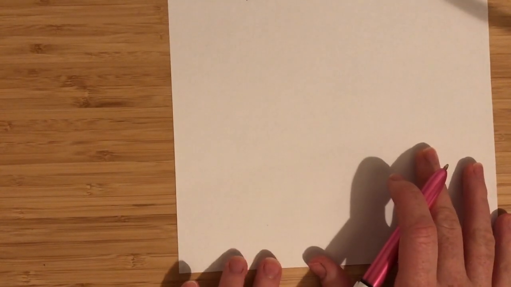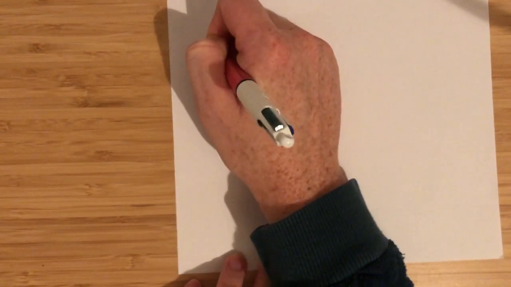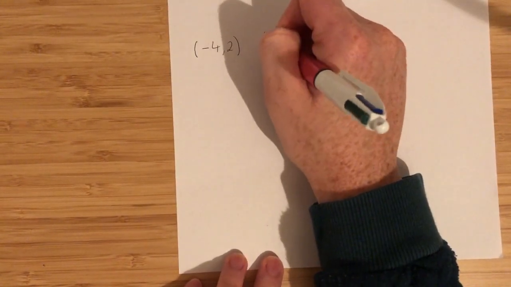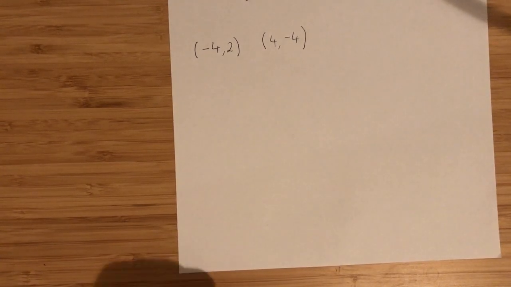Very similar, I'm going to do 2 points, so this time let's choose one with some negative numbers. We've got (negative 4, 2) and (4, negative 4). So we want to find the equation of the line that joins these 2 pairs of points. So first thing we're going to do is find the gradient.